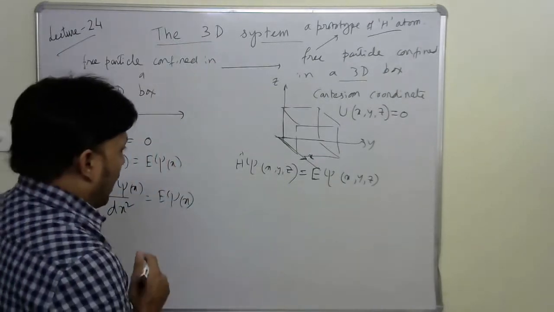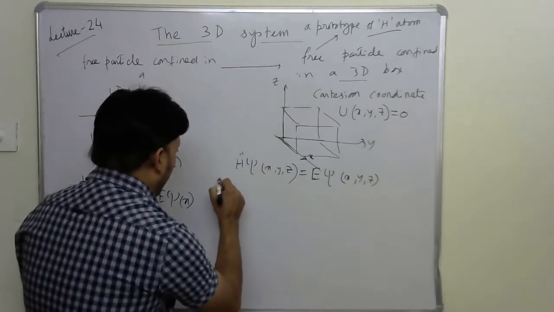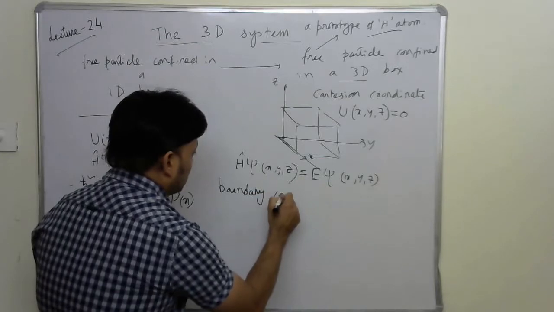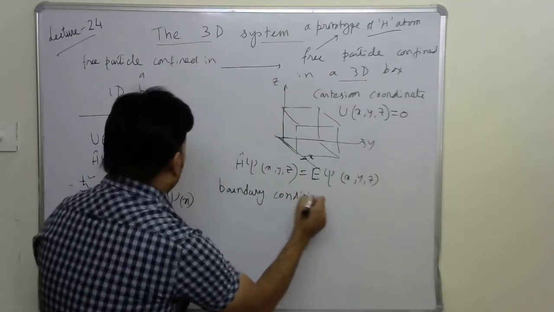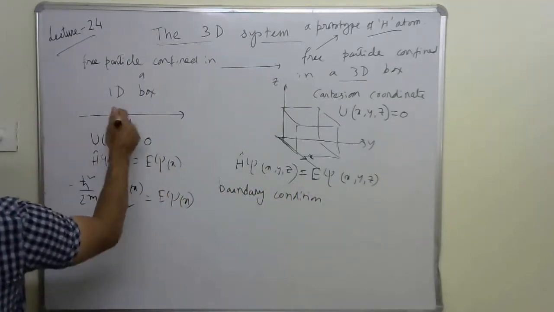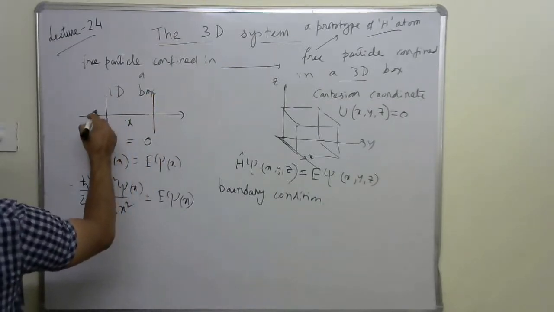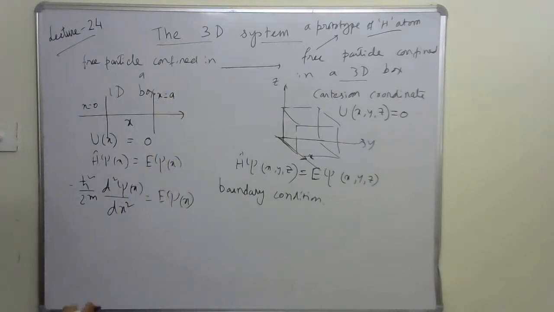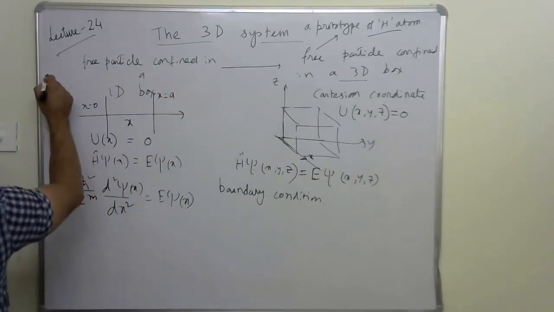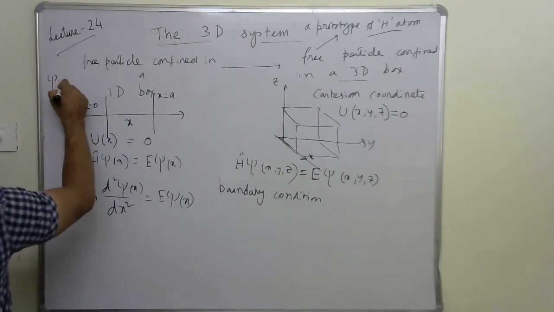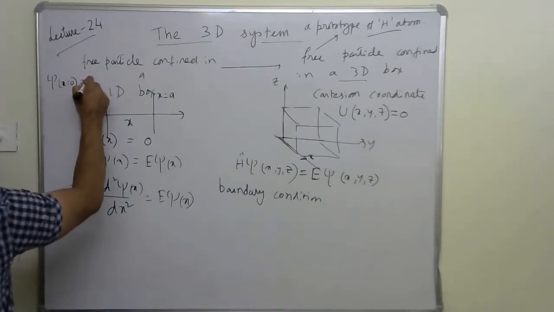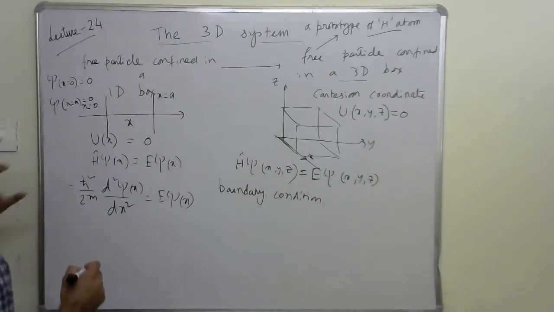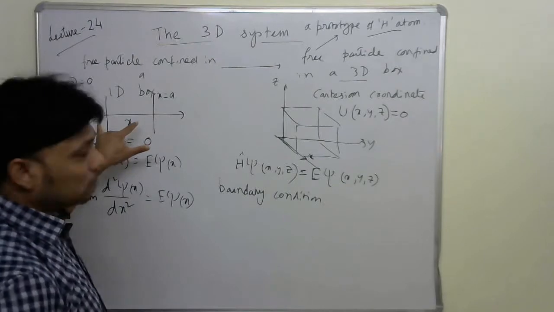Then we definitely have our boundary conditions. You remember that for a particle confined in a 1D box, this is x = 0 and this is x = a. Our boundary conditions were that ψ at x = 0 is 0 and ψ at x = a is 0. So ψ must vanish at both boundaries.